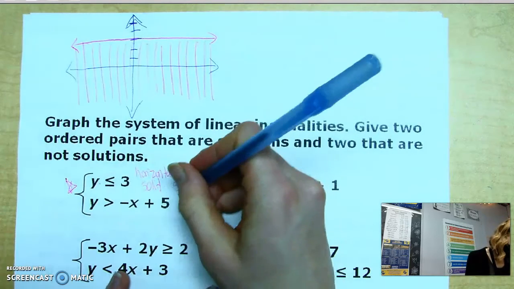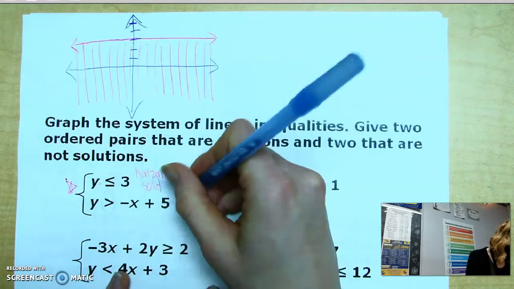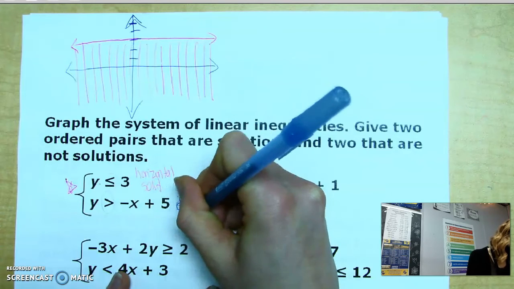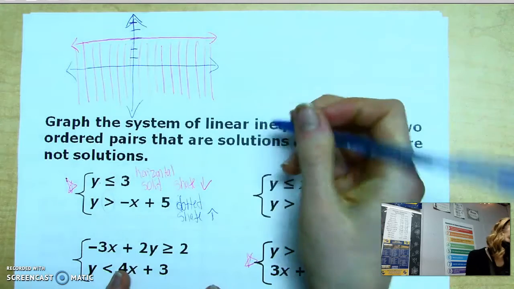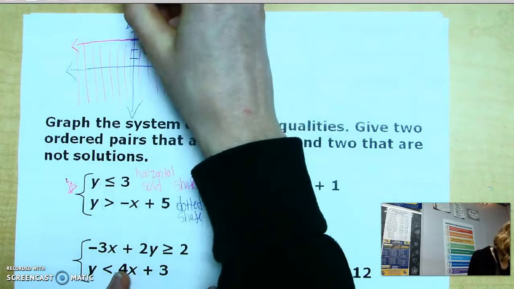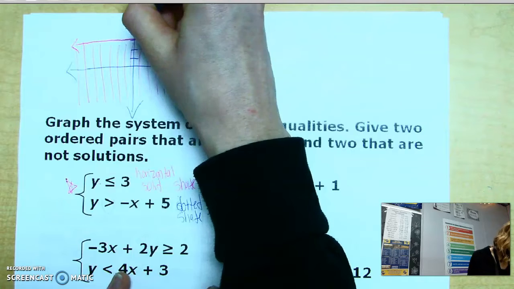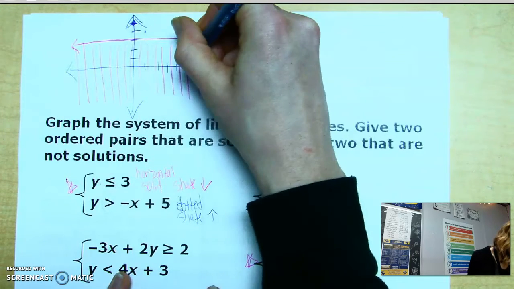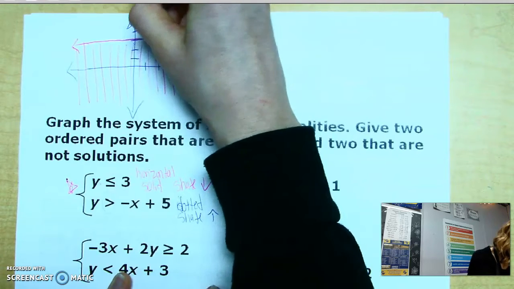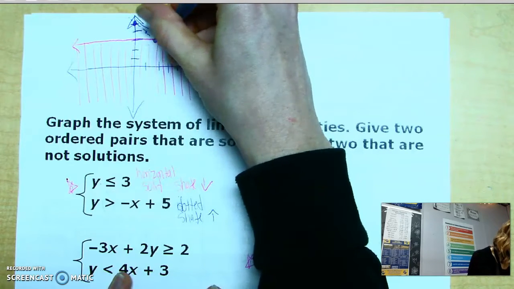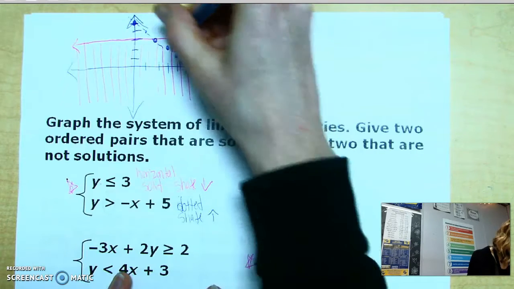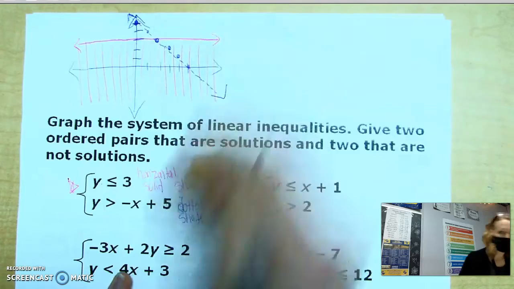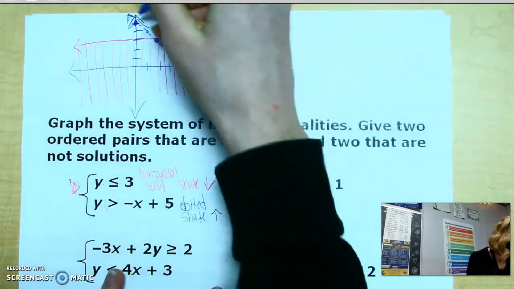And then the second one, since we have a greater than symbol, it's going to be a dotted line. And I'm going to have to shade up. So I'm going to use my y-intercept as my first point. And then it says I have a slope of -1. So I'm going to go down 1, over 1, down 1, over 1, down 1, over 1. Connect those dots for that blue line. And then it says I have to shade above the blue line.